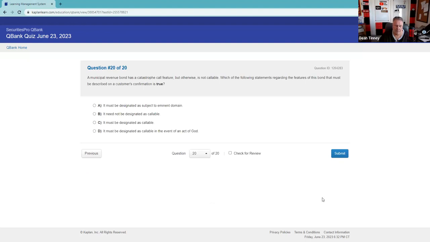Our last one: a municipal revenue bond has a catastrophe call. Otherwise, it's not callable. Which of the following statements regarding the features of this bond must be described in the customer's confirmation? I don't like the phraseology of the question, but I kind of like what it's getting at. So a muni revenue bond has a catastrophe call feature, but otherwise is not callable. Which of the following statements regarding the features of this bond that must be described in the customer's confirmation is true?